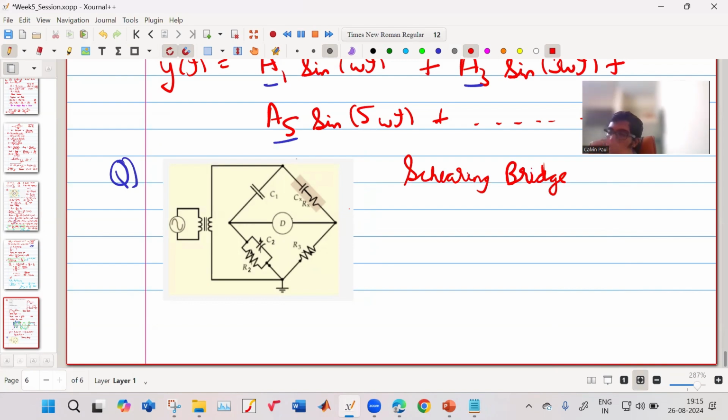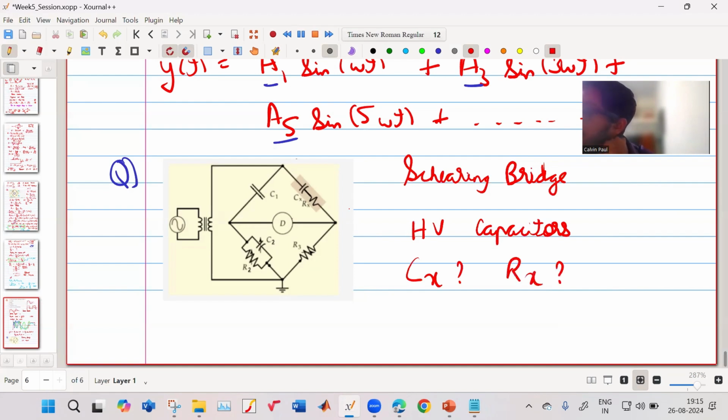Achha. This bridge is used for measuring high voltage capacitors. So I want to find Cx and Rx. Now this capacitor is rated for very high voltage, for some high voltage, say 500 volt something. It is rated for 500 volt.